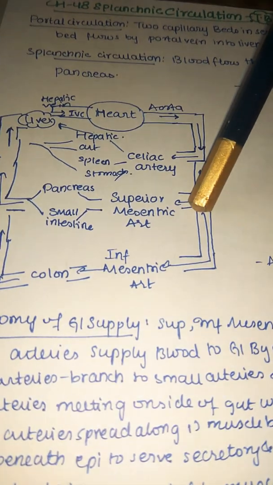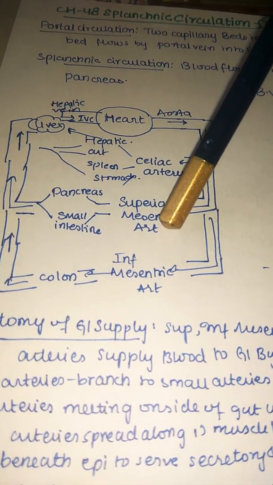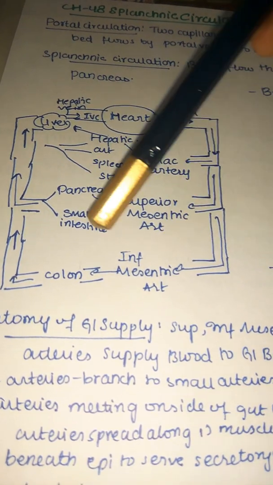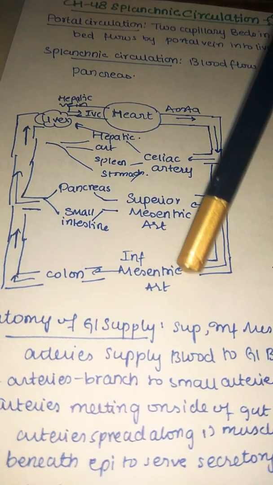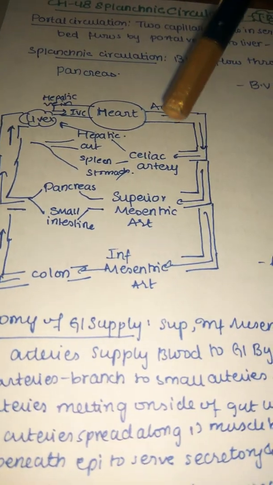Next comes the superior mesenteric artery. The superior mesenteric artery gives blood to the pancreas and also the small intestine, and the inferior mesenteric artery gives blood to the colon. So once again, let us see.